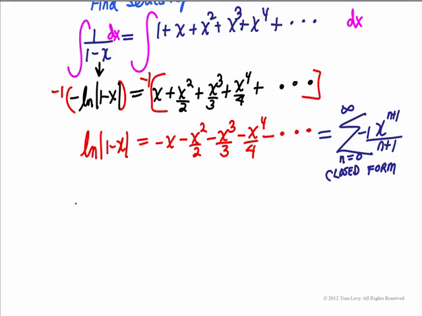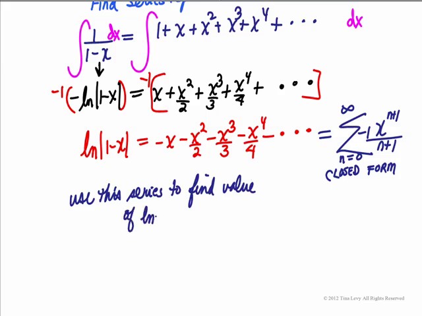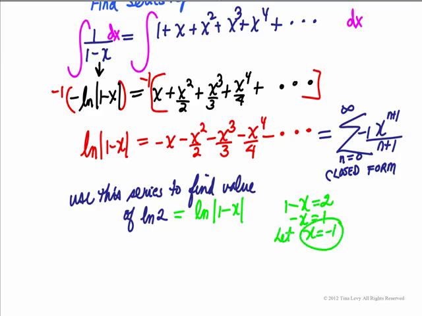And suppose I want you to use this series to find the value of natural log 2. In order to have log 2 from this, it's the same as log 1 minus x. So 1 minus x would have to equal 2, so negative x would be 1, so I would have to let x be negative 1. That means everywhere I have x, I'm going to replace it with negative 1.